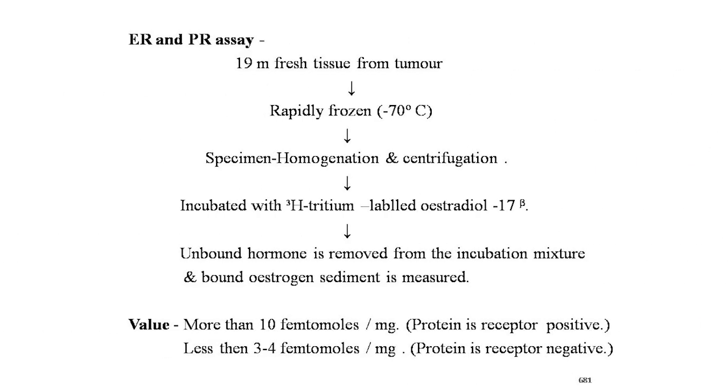For the ER and PR assay, fresh tissue from the tumor has to be taken and rapidly frozen at -70° centigrade. Specimen homogenization and centrifugation, then incubation with tritium-labeled estradiol 17 beta. The unbound hormone is removed from the incubation mixture and the bound estrogen sediment is measured. If the value is more than 10 femtomoles per milligram of protein, it is receptor positive, and less than 3 to 4 femtomoles per milligram of protein is receptor negative.